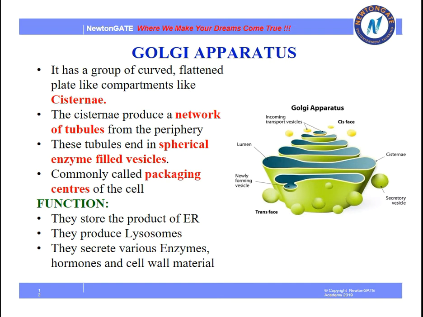Golgi apparatus. It has a group of curved, flattened, plate-like compartments like cisterns. The cisternae produce a network of tubules from the periphery, and the tubules end in spherical enzyme-filled vesicles. These are commonly called the packaging centers of the cell. Golgi apparatus stores the product of ER. They produce lysosomes. They secrete various enzymes, hormones, and cell wall material.